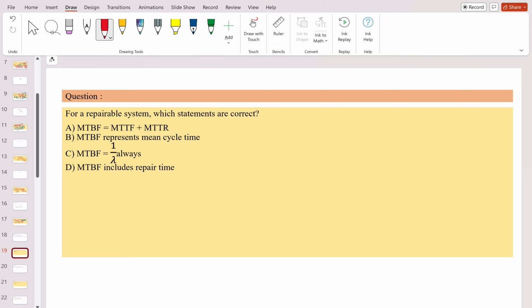Okay, A, B, I got one answer. C also. Let me give the solution. Okay, A, B, D. Let's see whether it is correct or not.